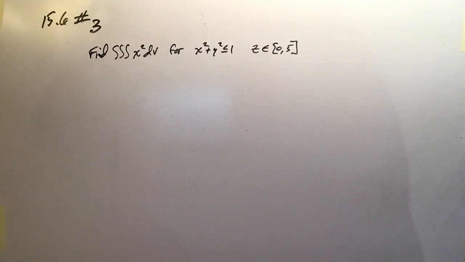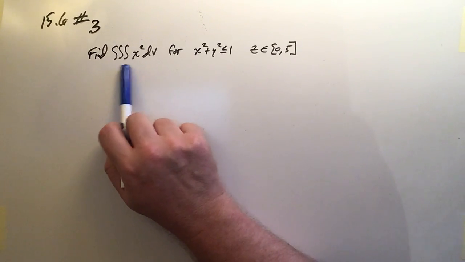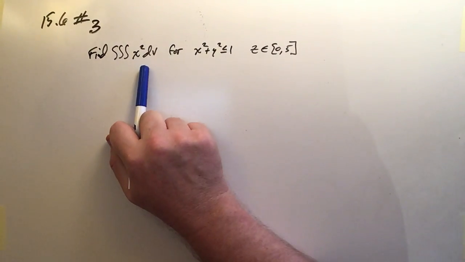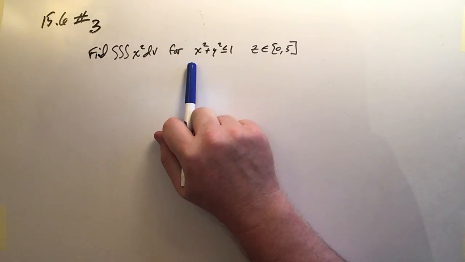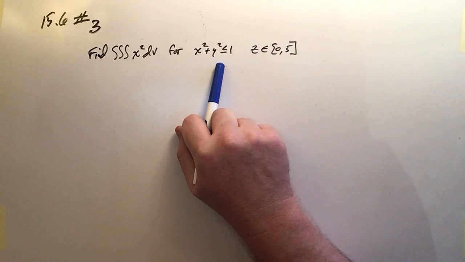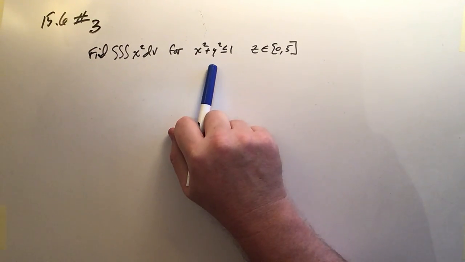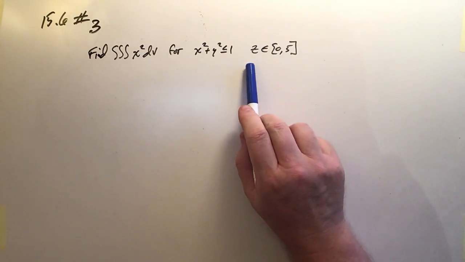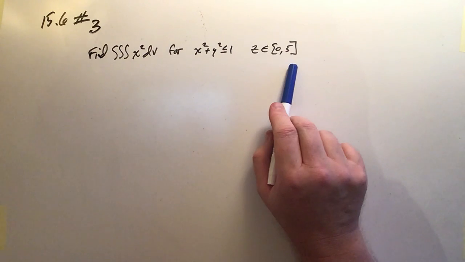Okay, this is 15.6, number 3. It's another triple integral. This time we want to evaluate the triple integral of x squared dV for the following limits. We want this function inside of a cylinder that's centered at the origin with a radius of 1, runs along the z-axis, and then we want it between two planes, z equals 0 and z equals 5. So that'll be the bottom and the top.